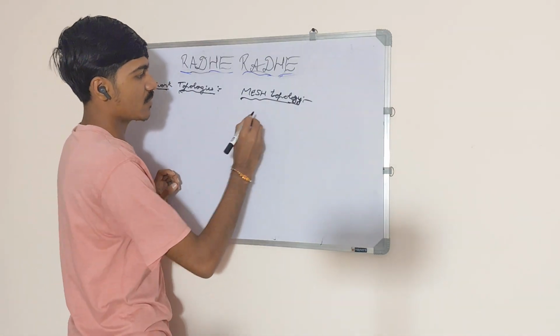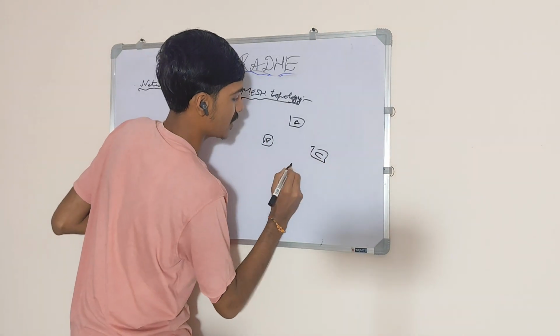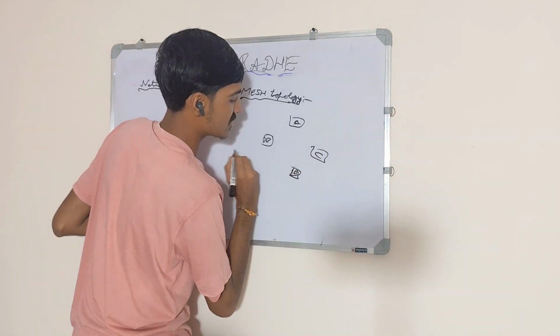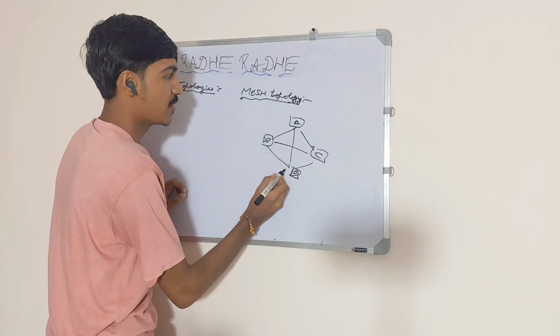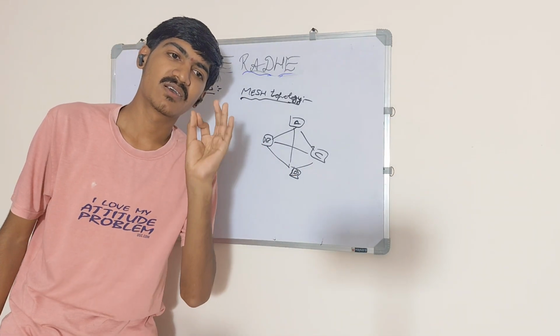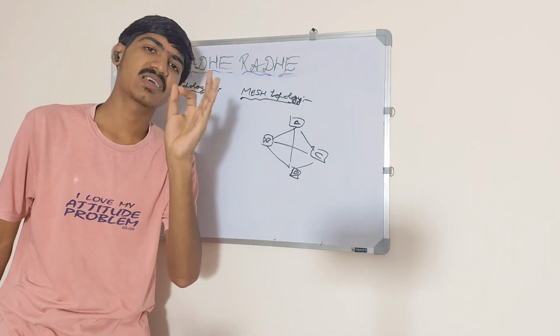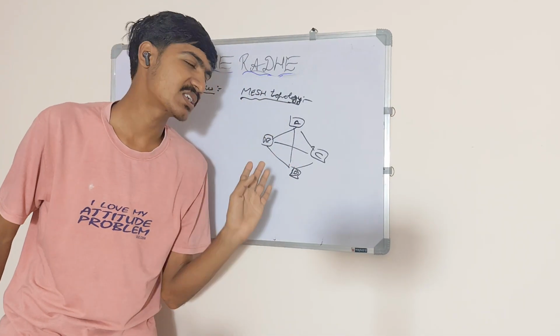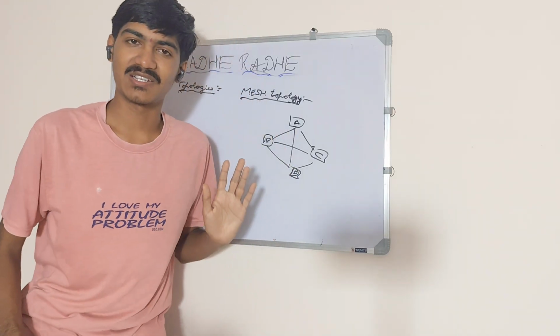We have device A here, we have device B, device C, device D. The type of topology in which each device is connected to all other devices in the network. Each and every device is connected to all other devices in the network. That is mesh topology. What's the biggest disadvantage?